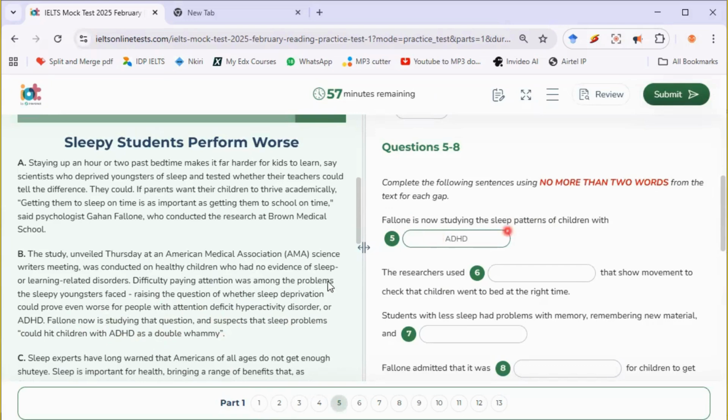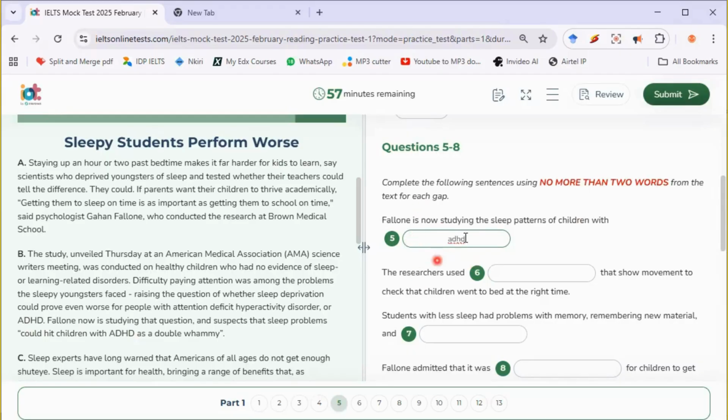That's what I believe the answer should be. Sleep patterns of children, that's what they wrote here. Sleep problems could hit children with ADHD. Somebody says, can we write small letter here?